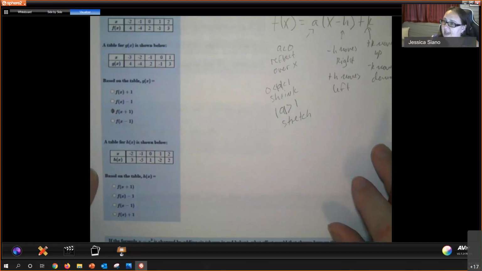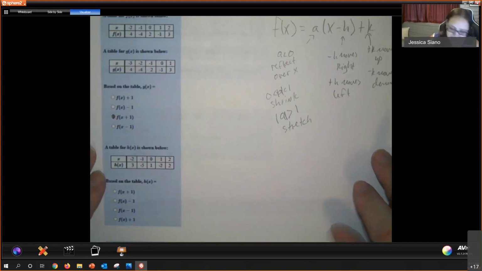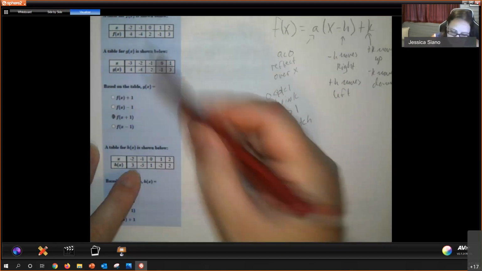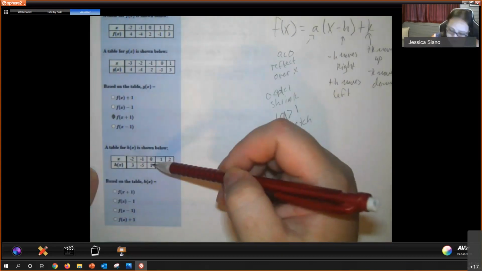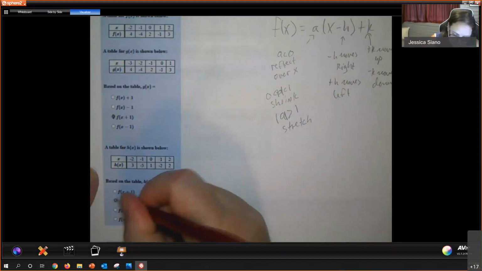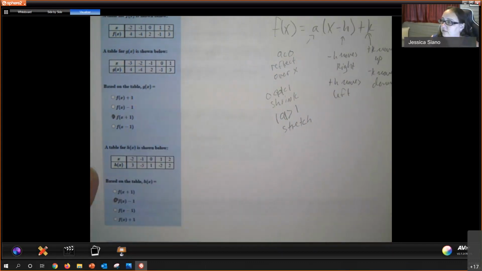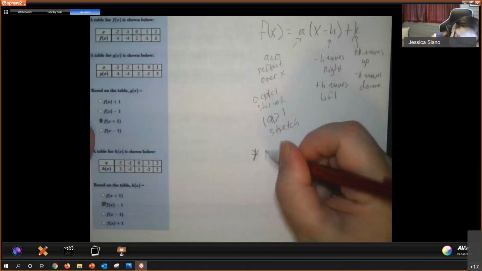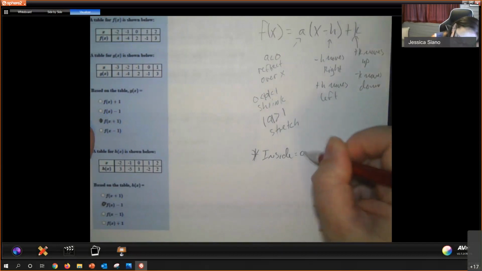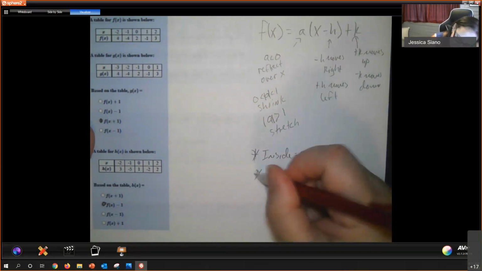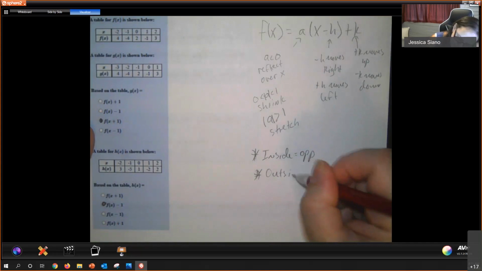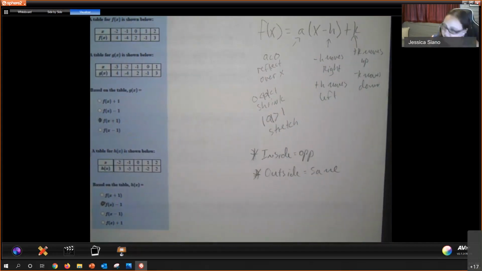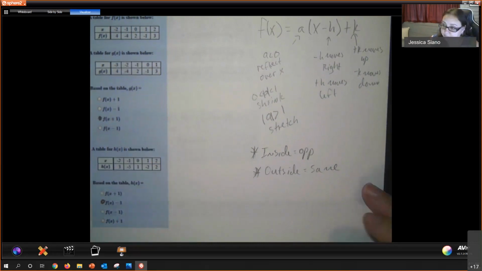And now notice this time that all my x's stayed the same, but all my y's moved down 1. So then this would be a minus 1 on the outside. Okay. So I want you to make a note for yourself somewhere that inside is the opposite of what it says, and outside is the same as what it says. And we're going to talk more specifically about what I mean by that in just a minute.